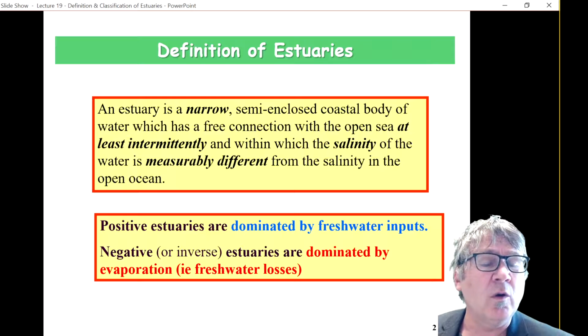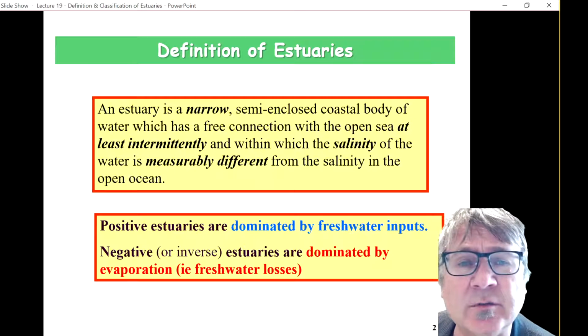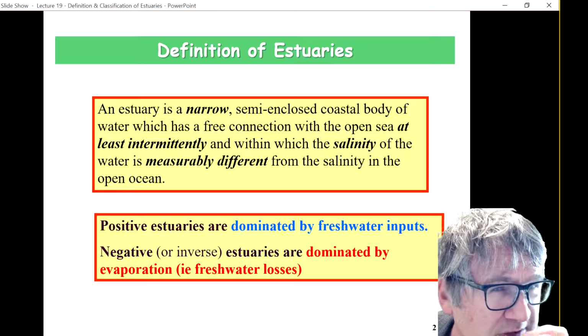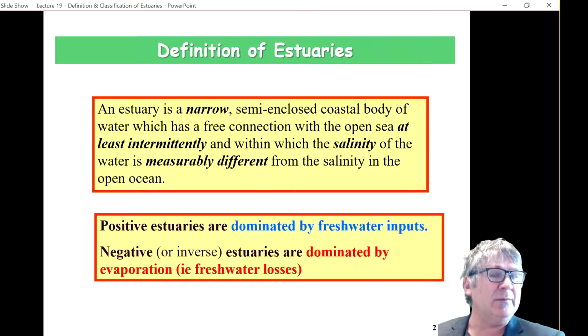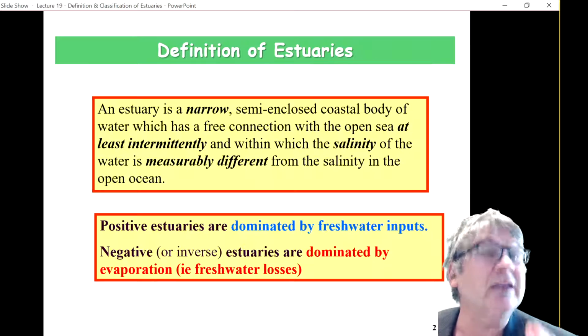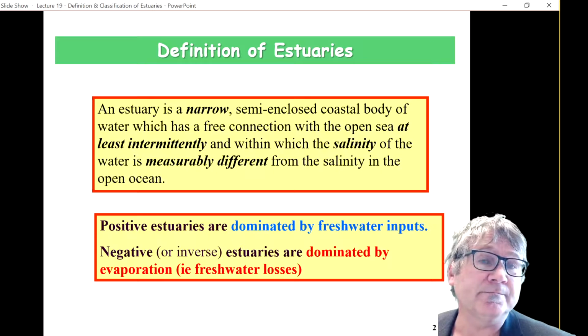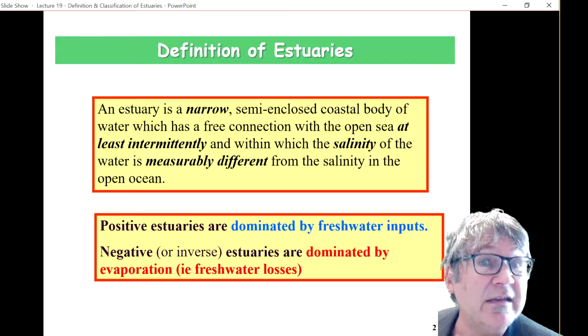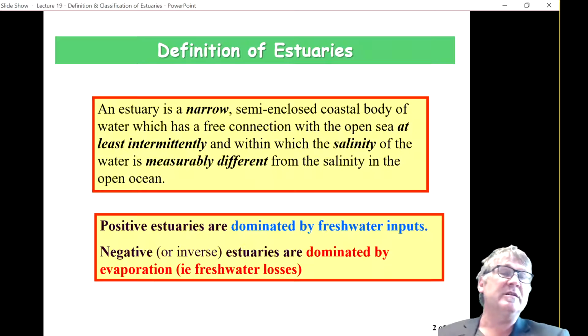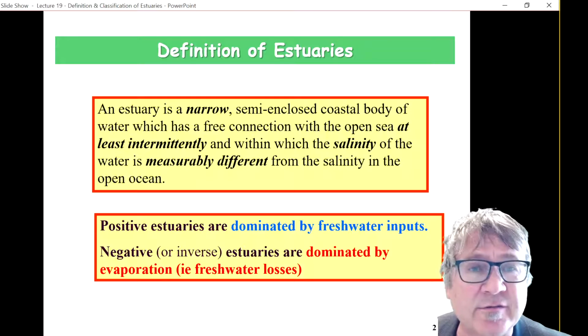An estuary is a narrow, semi-enclosed coastal body of water. And that almost explains everything. So it's semi-enclosed, which means it has a connection to the ocean, at least intermittently, but most of the time. Okay? And it's narrow. The salinity has to be different. So you go measure, the salinity has to be different.